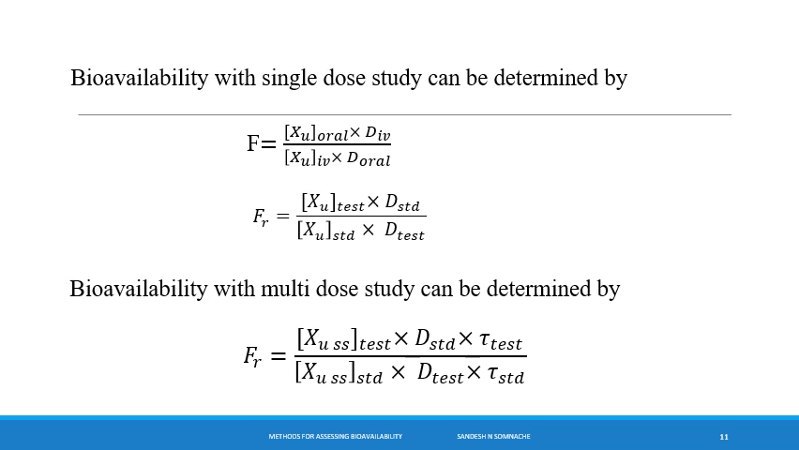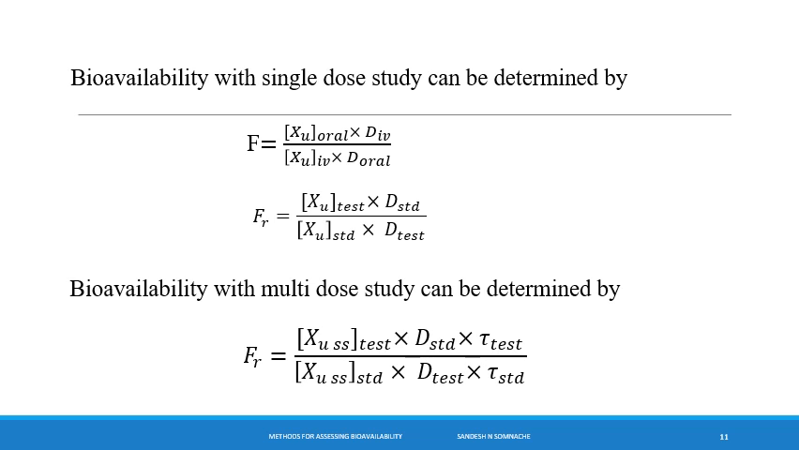By using a suitable formula, for single dose study or multi-dose study. For single dose study, F is equal to Xu oral into dose IV upon Xu IV into dose oral, or in case of relative bioavailability, Xu test into dose standard over Xu standard into dose test can be used.